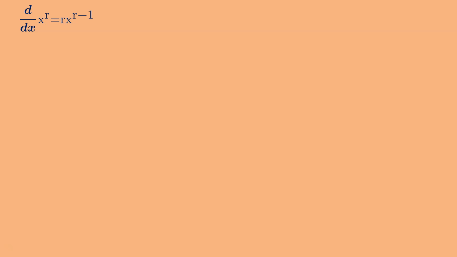In this one, we are going to prove that the derivative of x to the r, where r is a number like, for example, 5 or negative 1/2 or what have you, is simply r multiplying x to the r minus 1. So the basic power rule for derivatives.